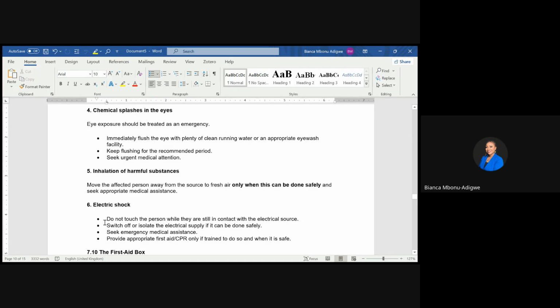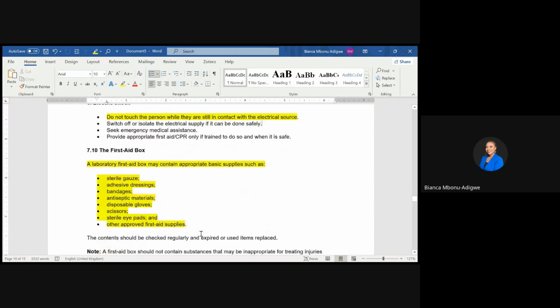Remember that when someone is being electrocuted, please do not touch the person. Just go and quickly switch off the electrical supply. This one is no longer about practical, even in your own house. If someone is being electrocuted, do not touch the person while they are still connected to that electrical source, or else both of you will be stuck together. Just quickly go and turn off the electrical supply and then seek emergency medical care.